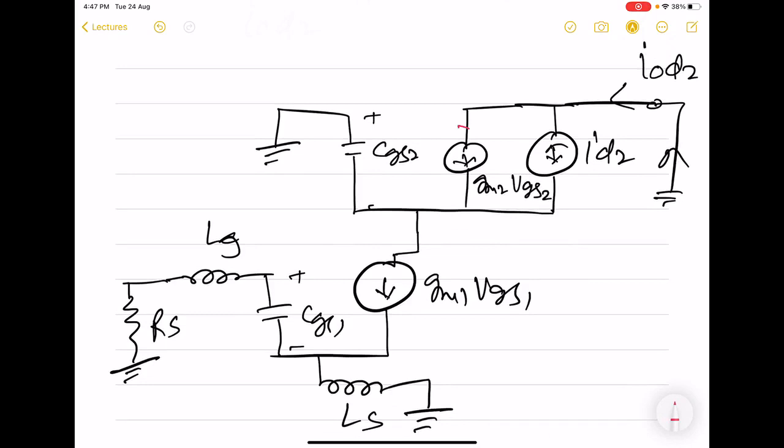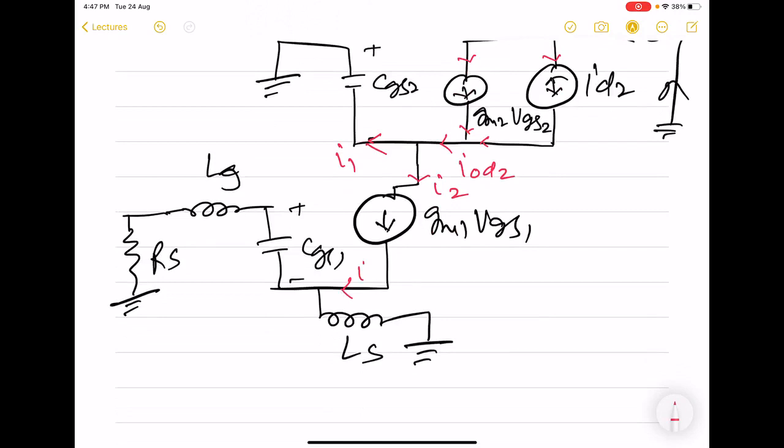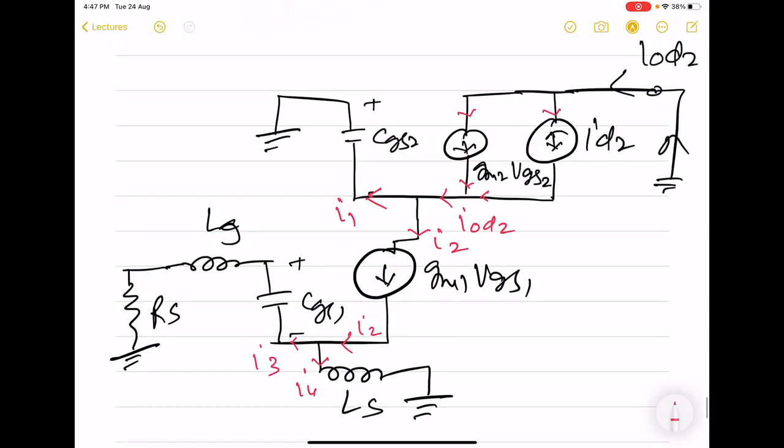So IOD comes and splits into these two currents and combines here back to again give rise to IOD2, which gets split into two currents, I2 and I1. And this I2 again gets divided into I3 and I4. So these are the various currents which we might have to find out. This is drain 2 and this is source 2.